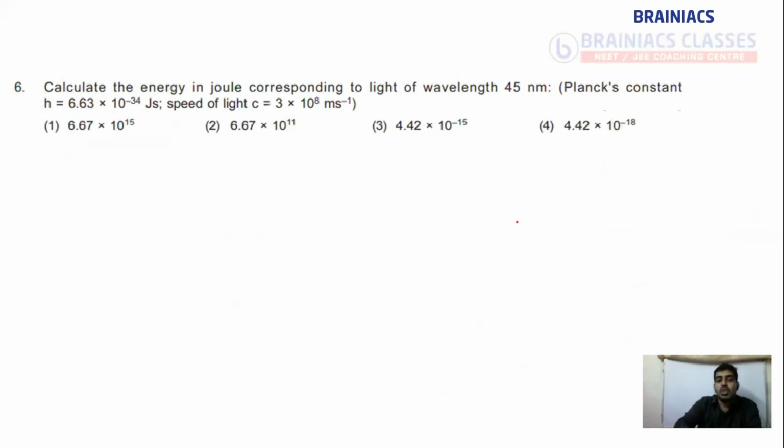Calculate the energy in joules corresponding to the light of wavelength 45 nanometer, with Planck's constant 6.63 into 10 raised to minus 34 joule second. Speed of light is equal to 3 into 10 raised to 8 meter per second. We have to calculate the energy in joules. Now we know that E is equal to h nu, right? Now what is the relation between nu and lambda? Nu means frequency.